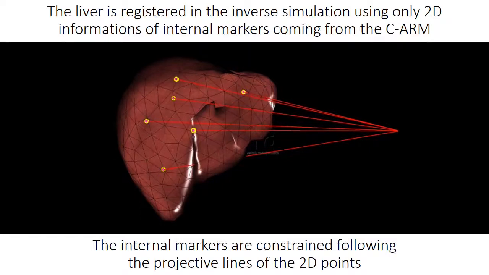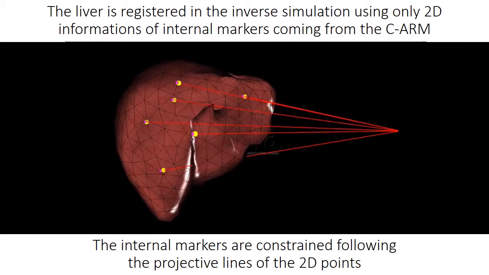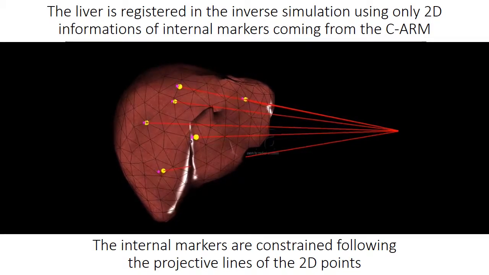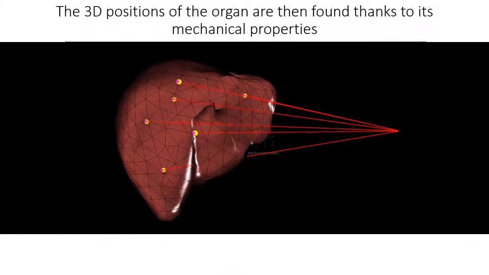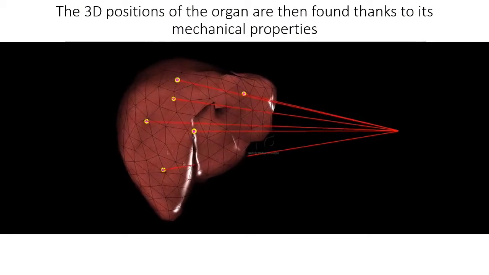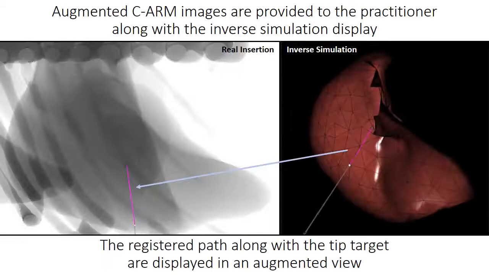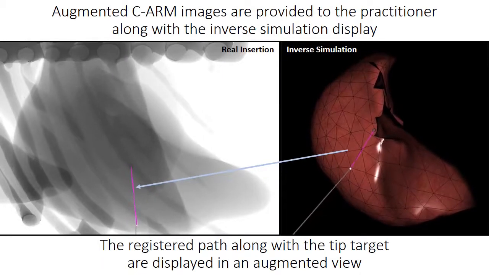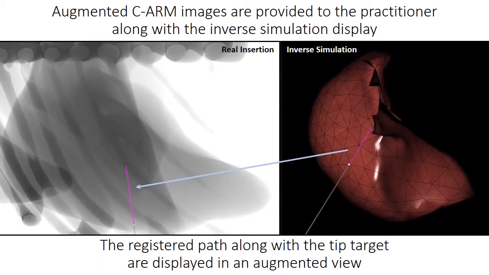The liver is restored in the inverse simulation using only 2D information of the internal marker coming from the C-arm. The internal markers are constrained following the projective line of the 2D points. The 3D position of the organ is then found thanks to its mechanical properties. Augmented C-arm images are provided to the practitioner along with the inverse simulation display. The restored path along with the tip target are displayed in an augmented view.